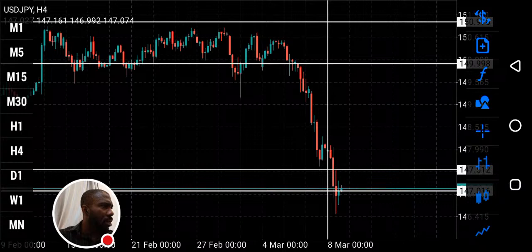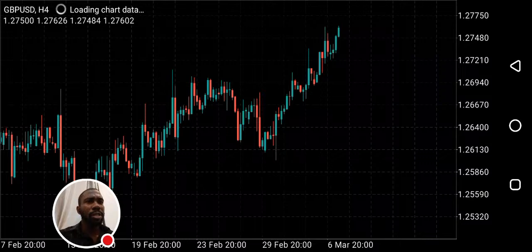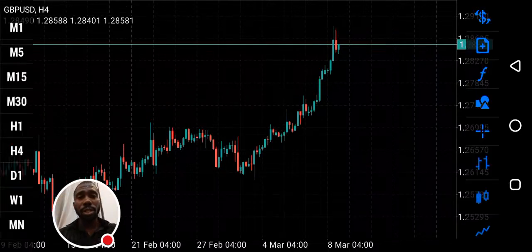GBP/USD. Mr. Sunday says we should look at GBP/USD. Okay, let's look at GBP/USD. GBP/USD is positively correlated with EUR/USD and AUD/USD. So let's start with the weekly.